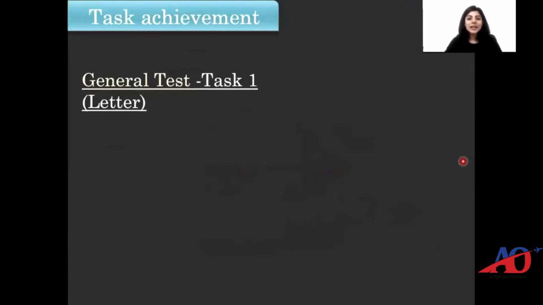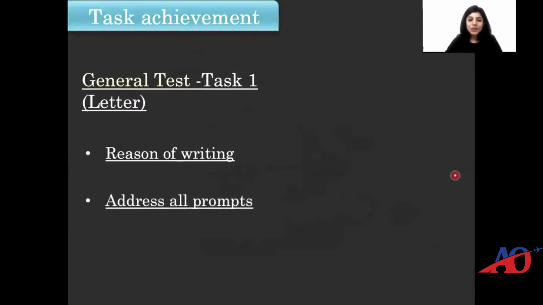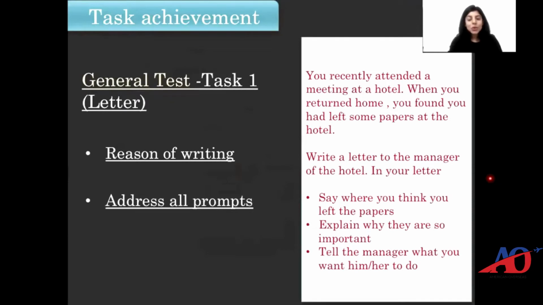In general test, task 1, that is a letter, task achievement is marked on how properly you write the reason of writing a letter, along with addressing all the prompts. Just like this letter, you will always be given 3 points or 3 prompts to address in a letter. Make sure you address all of them in different paragraphs. Also ensure that you maintain an accurate tone throughout the letter. That means formal language in formal letters and informal language in informal ones. Do not mix the style.